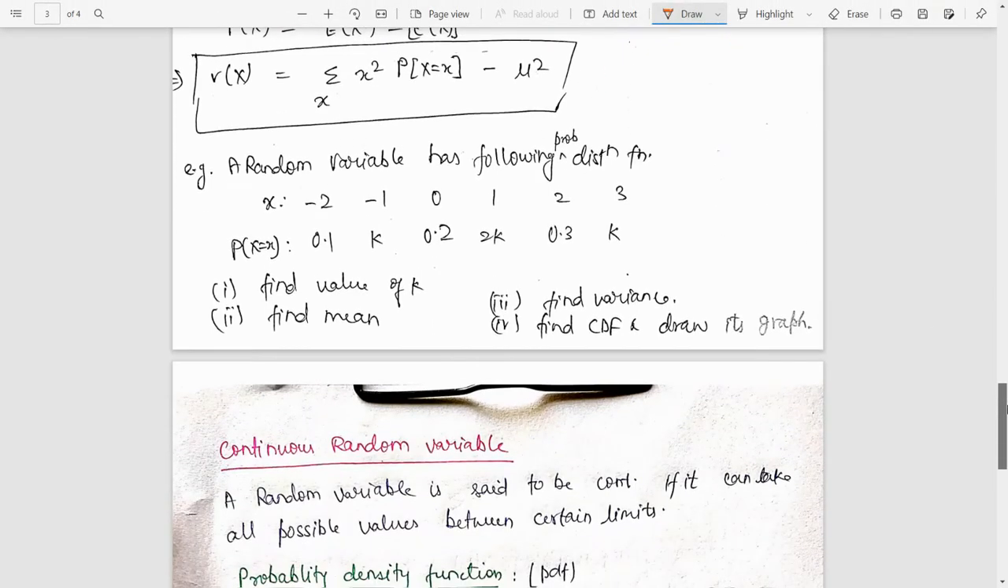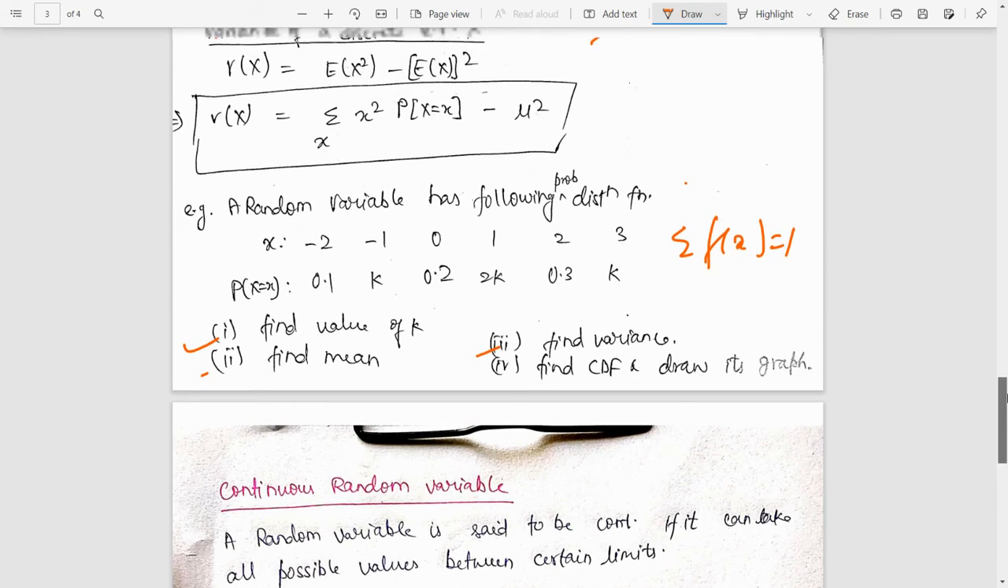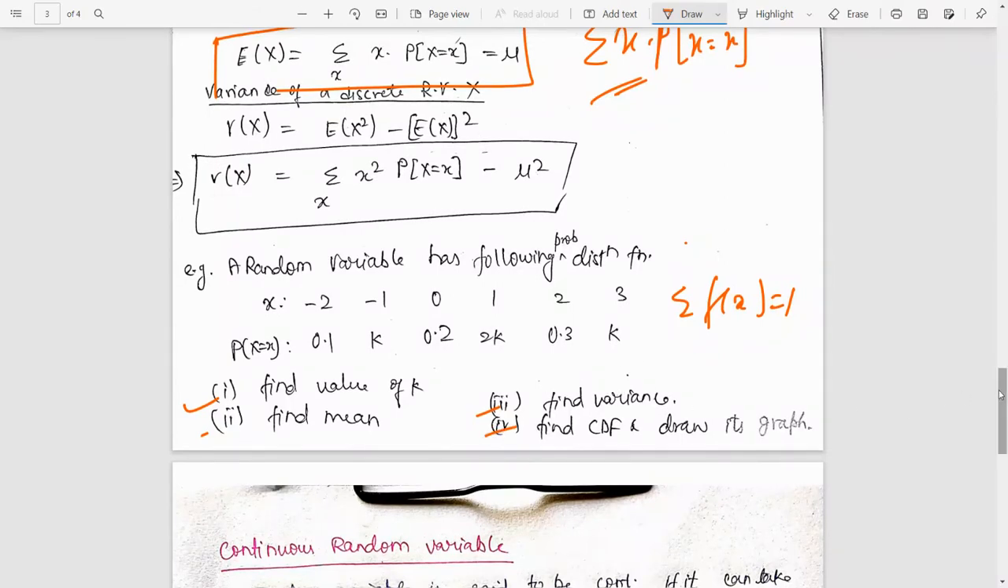Then we ended the lecture with the last example that I think you all can do the same way: you need to find the value of k. Just apply the formula sigma f(x) equal to 1, put in all the x and f(x), and get the value of k. Then you can find the mean and variance with the formula that I told you, and similarly find the CDF and its graph.